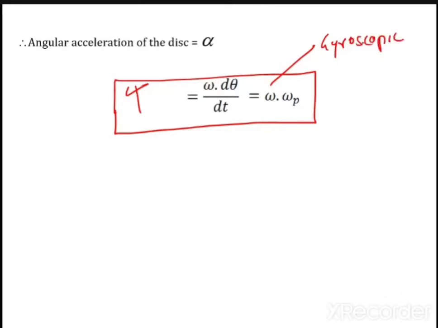Gyroscopic acceleration. Okay. And now I have calculated gyroscopic acceleration. What is gyroscopic acceleration? Omega into d theta by dt, omega into omega p. Now I want to calculate gyroscopic torque. Now the next step is to understand what is gyroscopic torque or couple. Okay. So what is the next derivation?